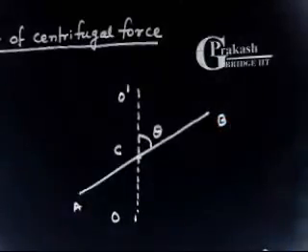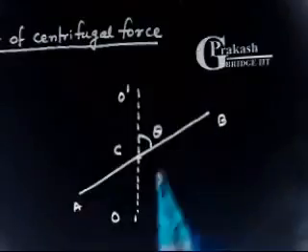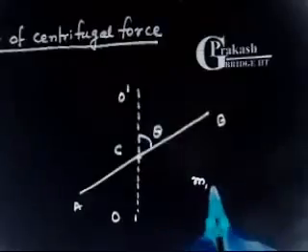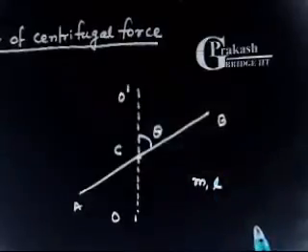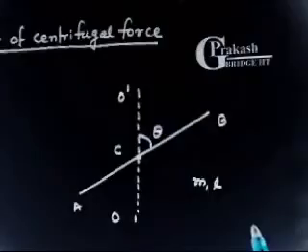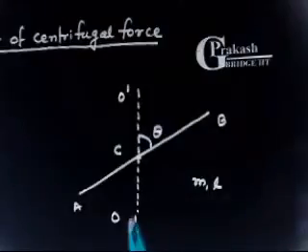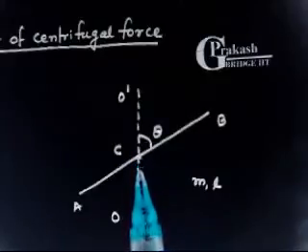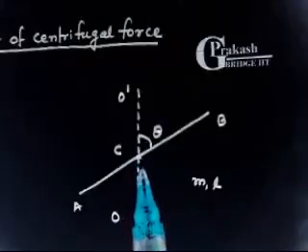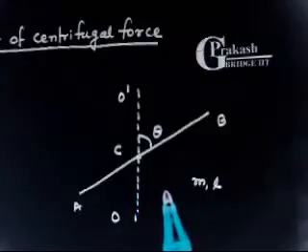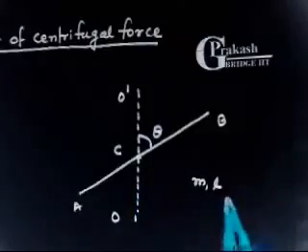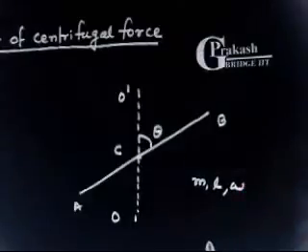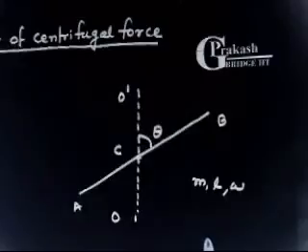Now let me read the question. A midpoint of a thin uniform rod AB of mass m, length L, is rigidly fixed to a rotation axis O dash. So this is the rotation axis, rigidly fixed at the midpoint. The rod is set into rotation with constant angular velocity omega. Find the resultant moment of centrifugal force.